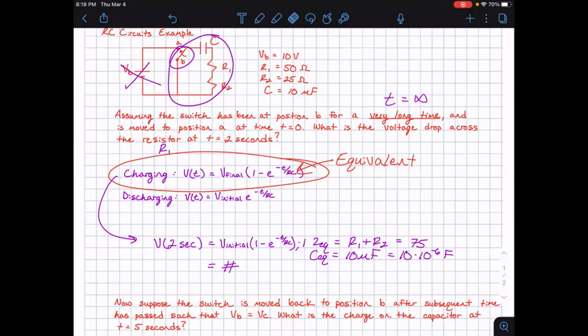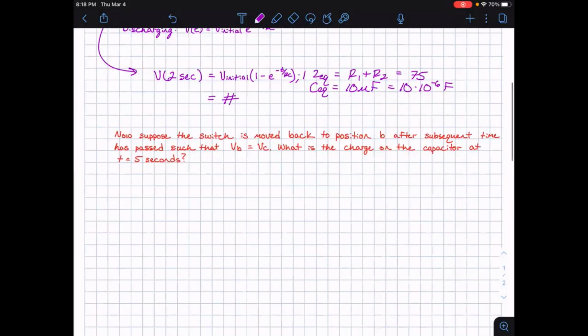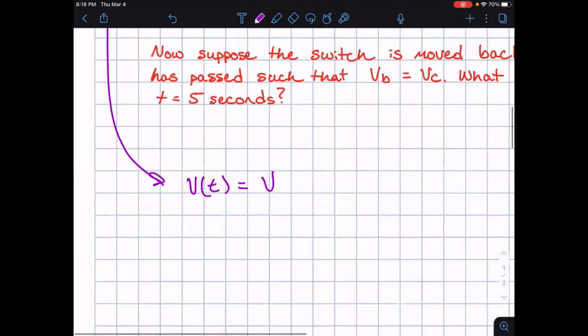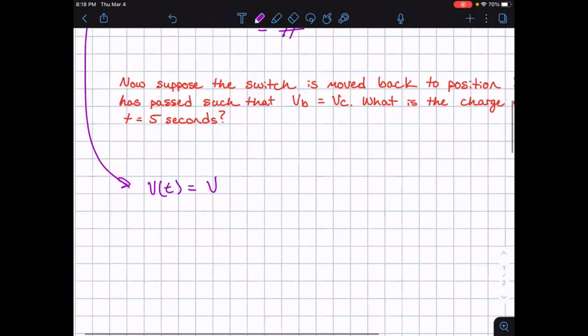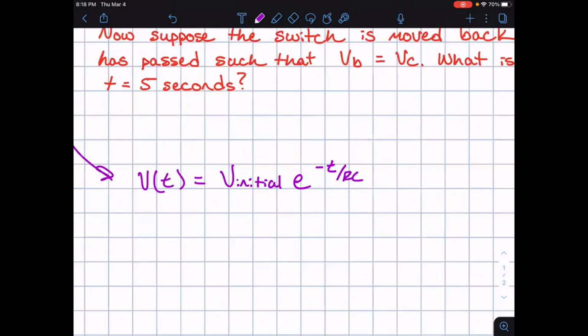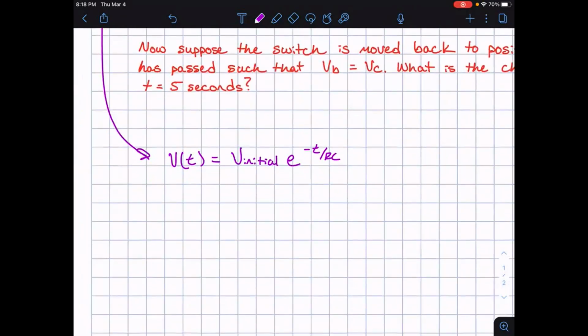So with that being said, I will take that discharging equation, go all the way down here, and write the correct one. V initial times e to the negative t over RC here. A lot of you might notice, well, this is a voltage equation. How is this going to get me to charge? And the answer is it won't inherently.